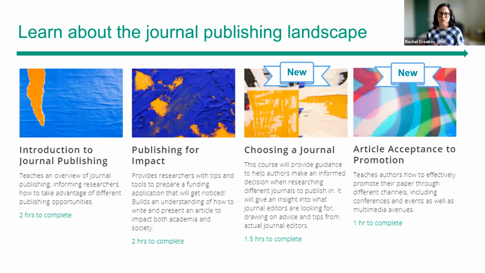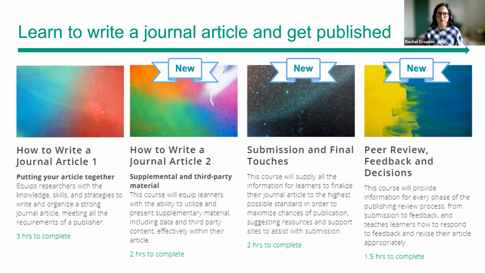which really helps authors make good decisions about which journals to focus on, how journal editors think, what they're looking for in their journals, and is packed full of advice from actual editors and academics. And then our second course in this area for July is about how to navigate that path from acceptance through to promotion. So if you've had your paper accepted and peer reviewed, how do you then promote it once it's published, and what are the different ways you can make the most of your publishing?